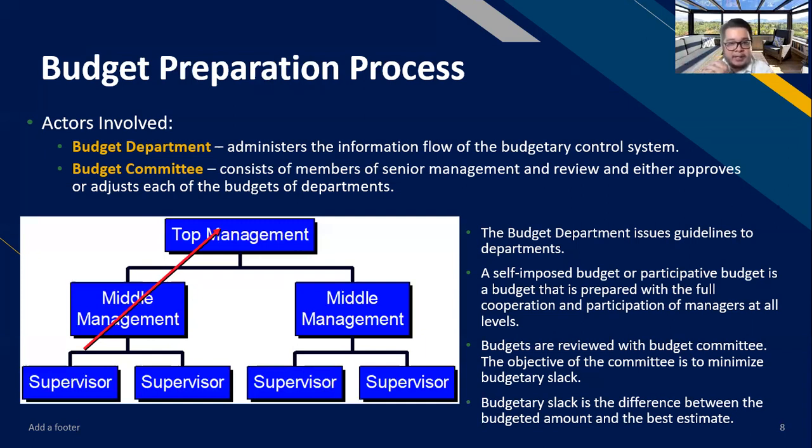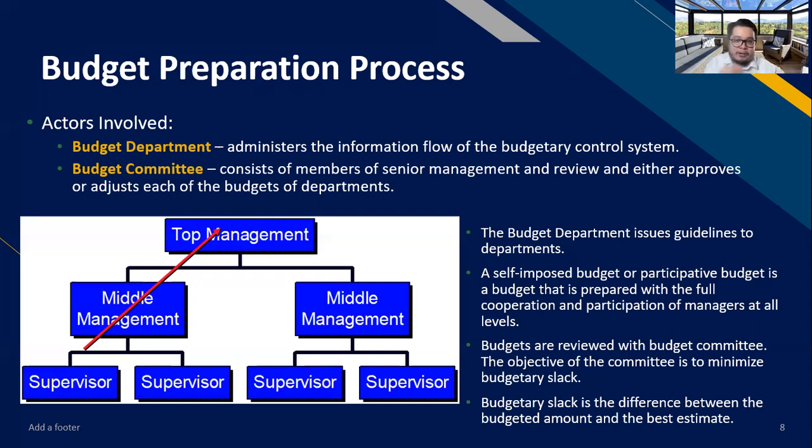What is budgetary slack? Budgetary slack is the difference between the budgeted amount or the approved amount and the best estimate. In other words, baon. Okay, baon ng mga departments. That's a usual case because departments, of course, want more resources than what they need because it gives them a little bit of leeway for errors. Right? However, the objective of this review process is to remove budgetary slack as much as possible, right?